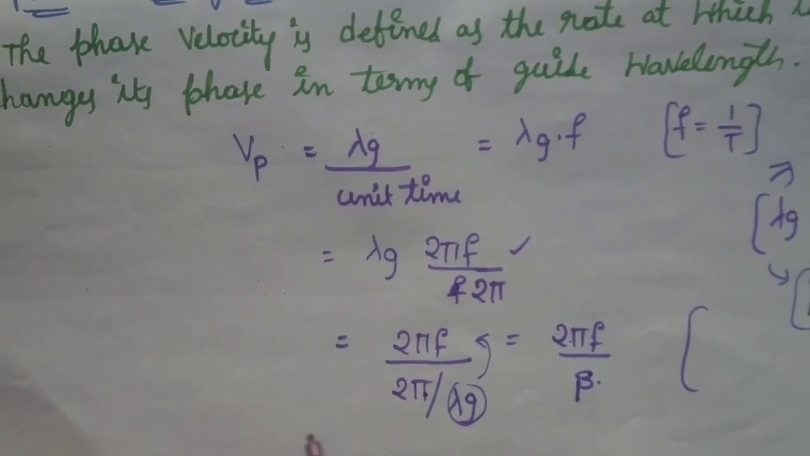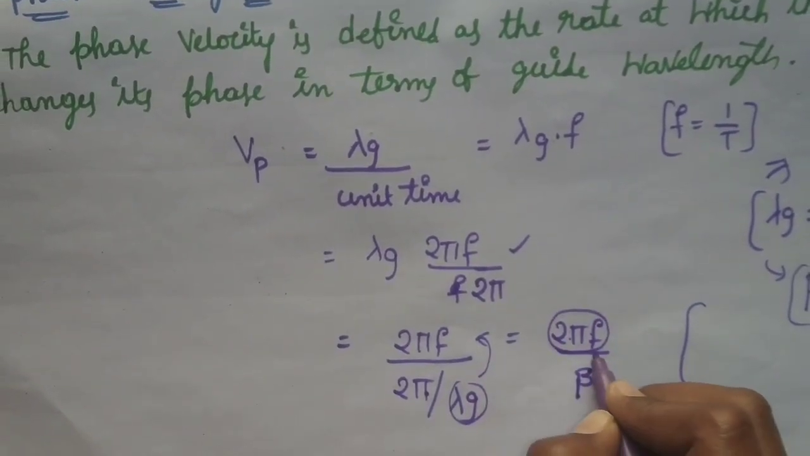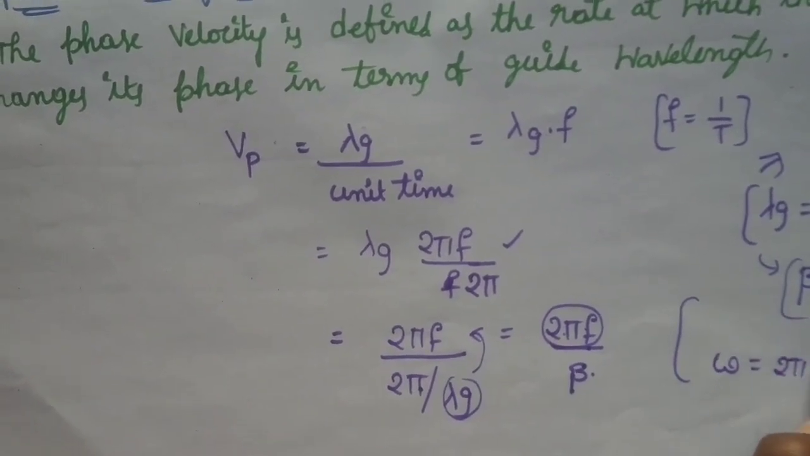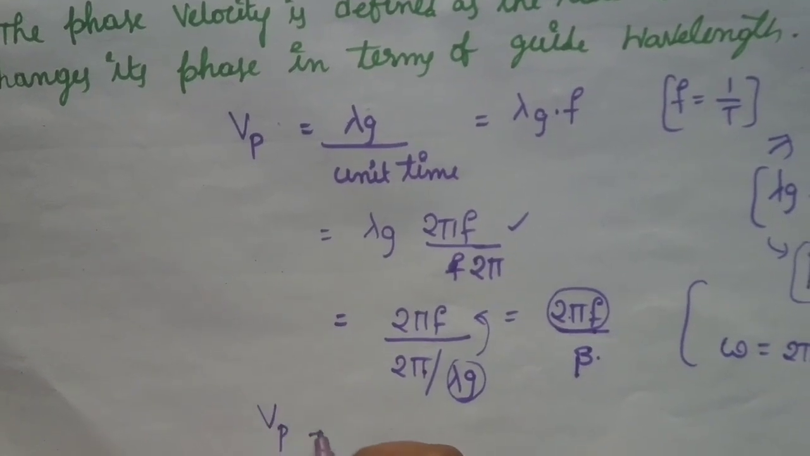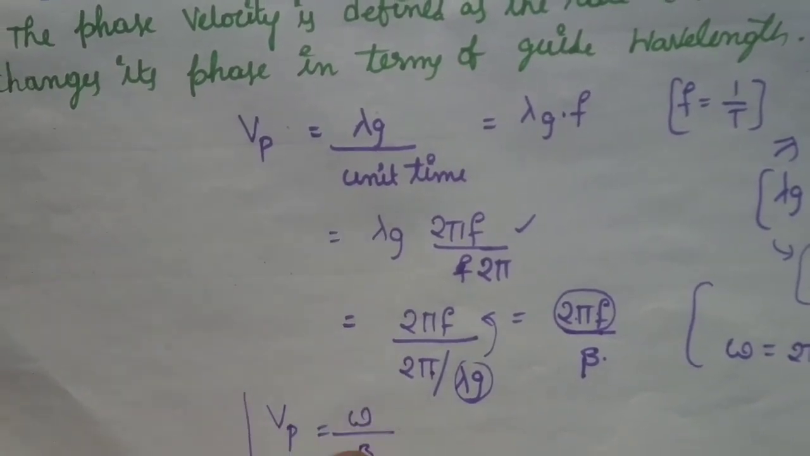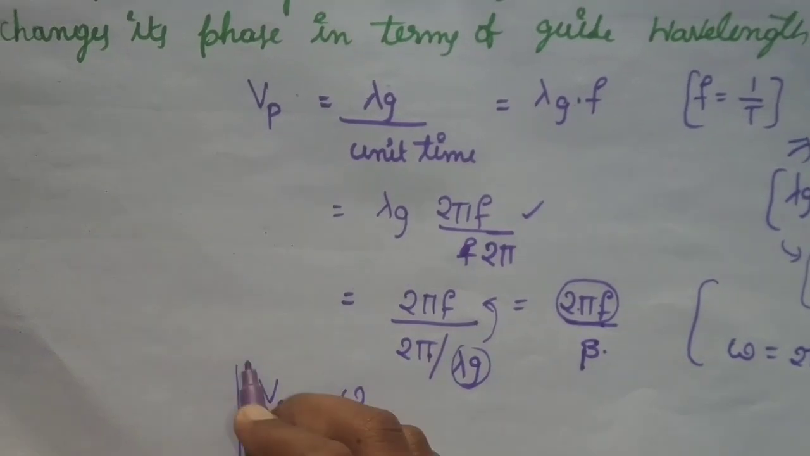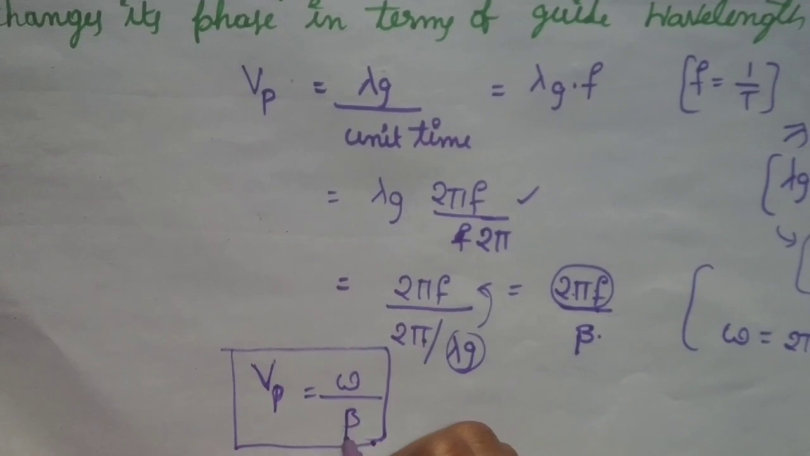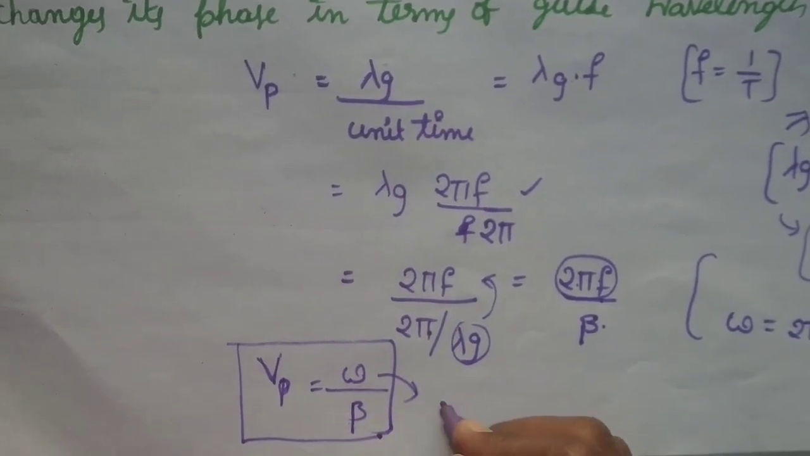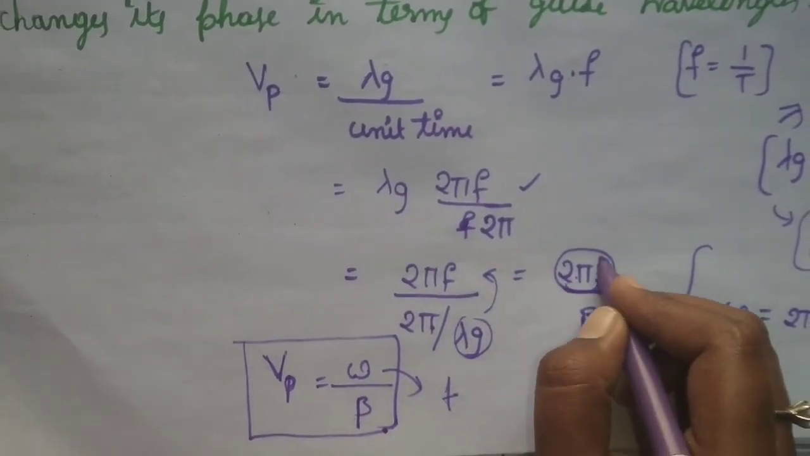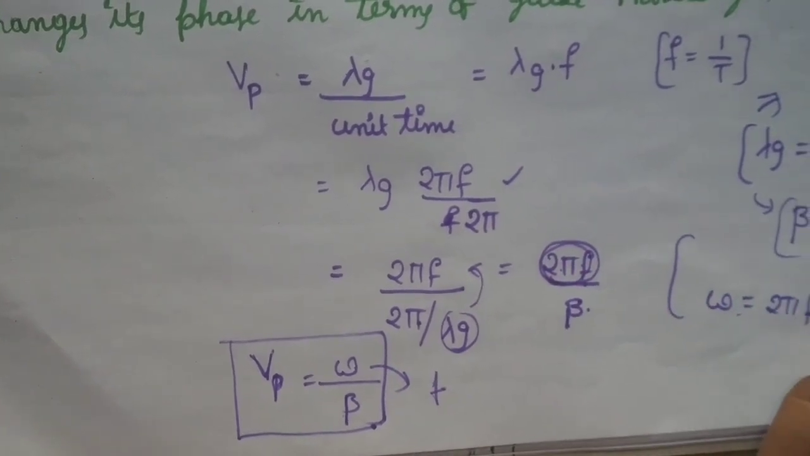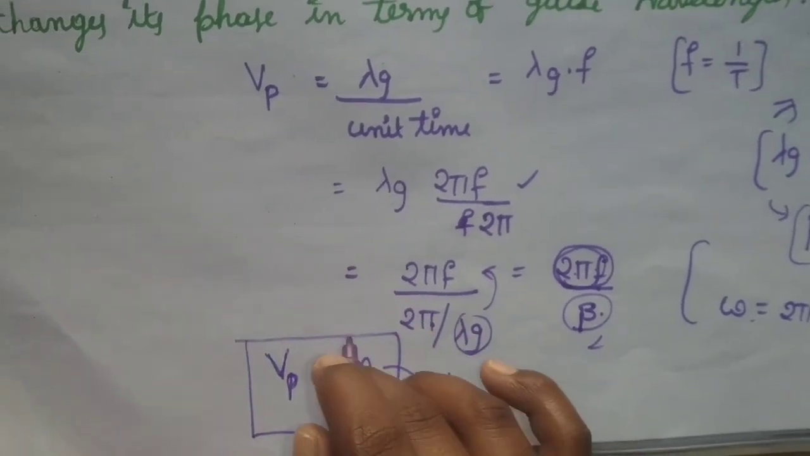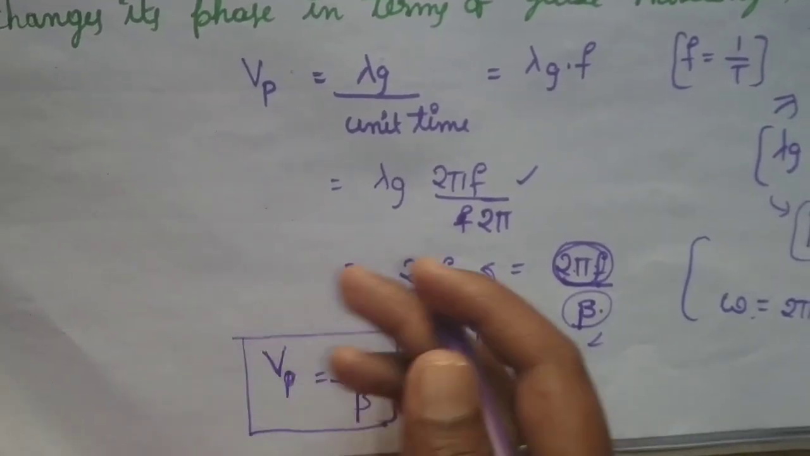So 2 pi f by beta. And now 2 pi f we can write as omega, since we know that omega is equal to 2 pi f. So Vp is finally omega by beta. This is the simple equation for phase velocity: Vp is equal to omega by beta. Here omega is equal to 2 pi f and beta is the phase constant. So this is the phase velocity definition and equation.